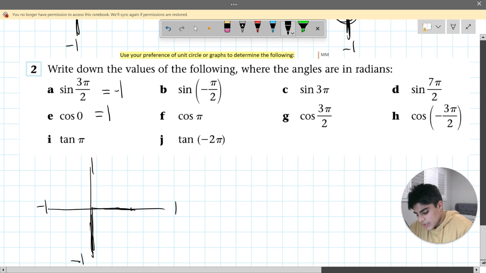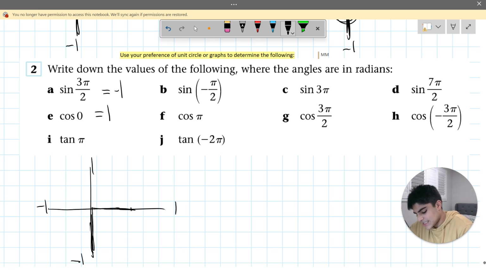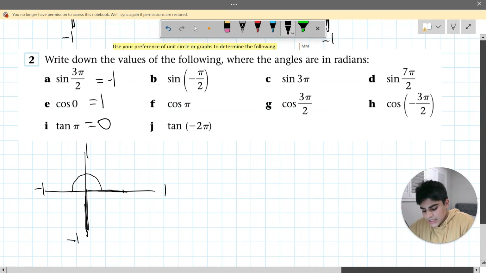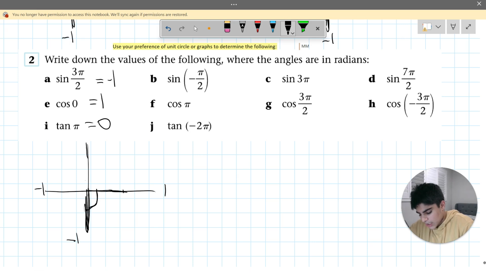Tan pi. Pi is the same as 180 degrees. So, at this point, cos theta is equal to -1, and sine theta is 0, so tan pi equals 0. Sine negative pi on 2 is this. At this point, sine equals -1.